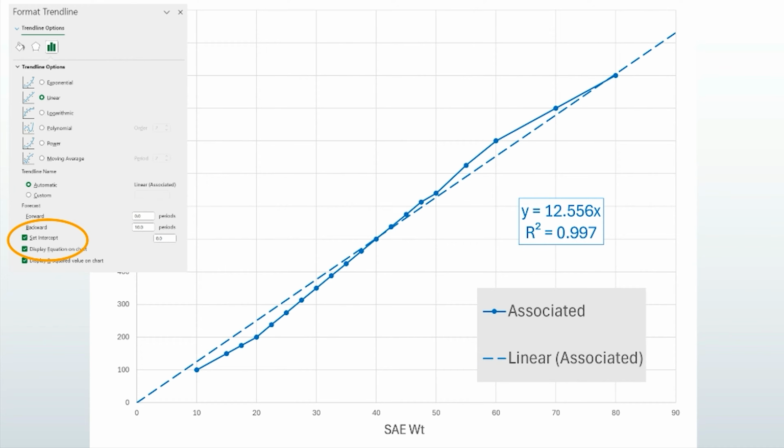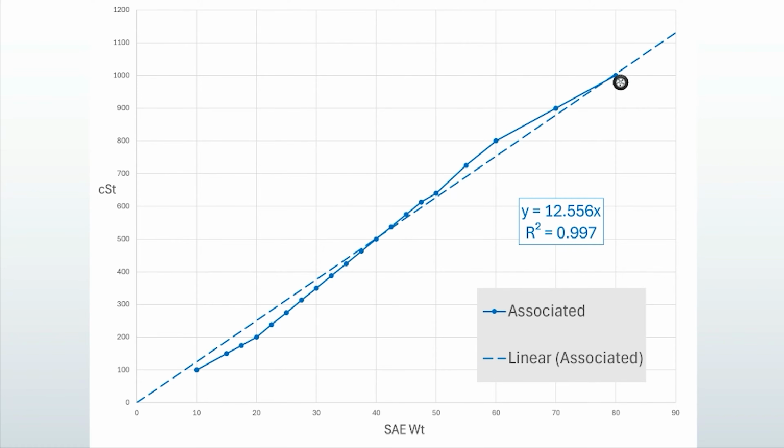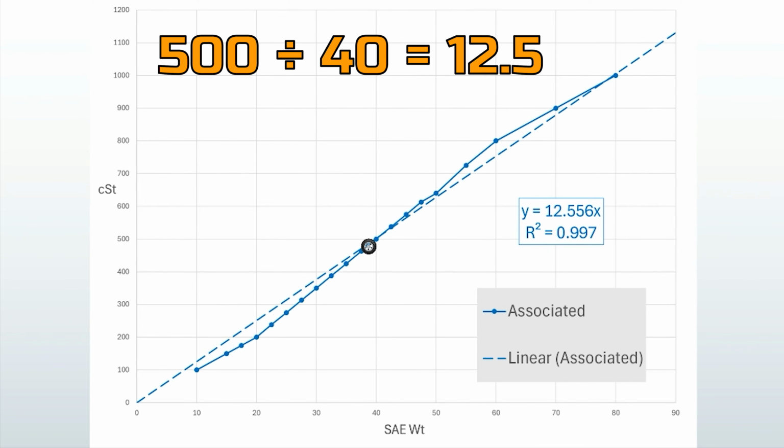We know that 0 SAE equals 0 cSt, so we will check this box to force the equation to go through 0, 0. One thing we can look at is the slope of the line. This is the relationship between the two axes. Slope is also rise over run, meaning the rise on the y-axis divided by the run on the x-axis. For example, take 500, which is the rise, divided by 40, which is the run, and you get 12.5, which is right here in the equation, 12.5. That's the slope of the line.